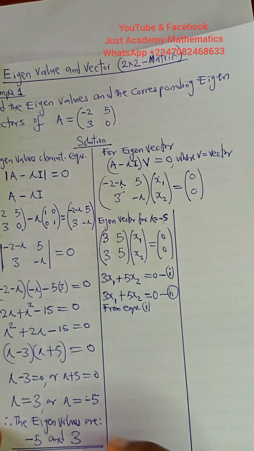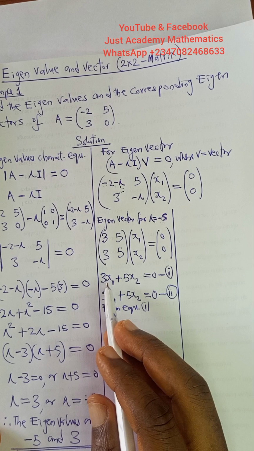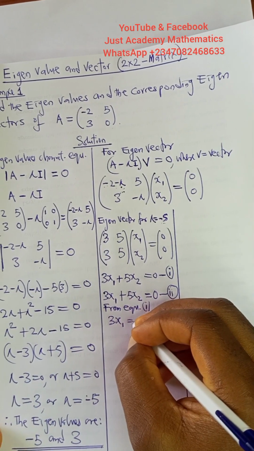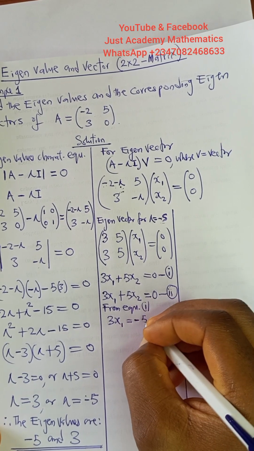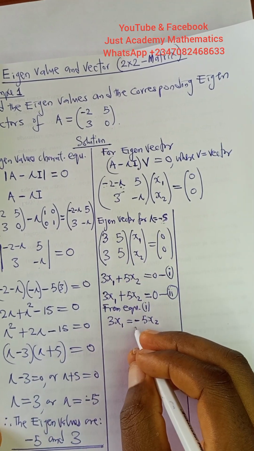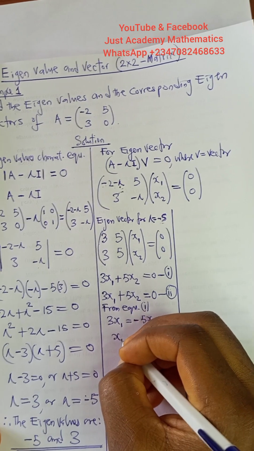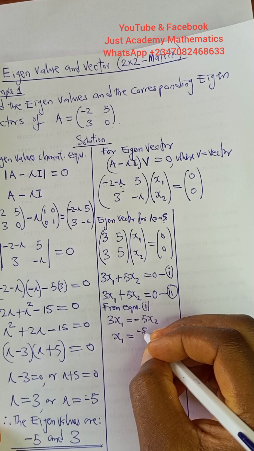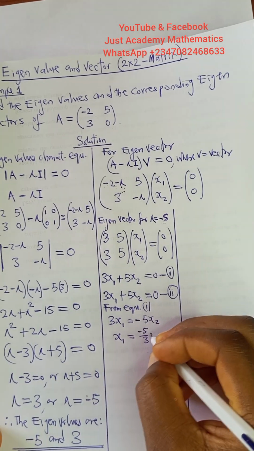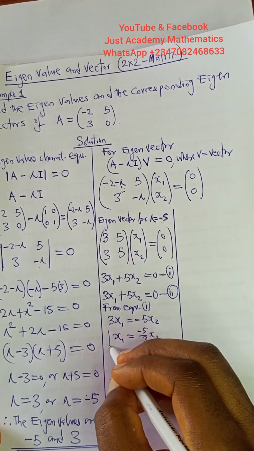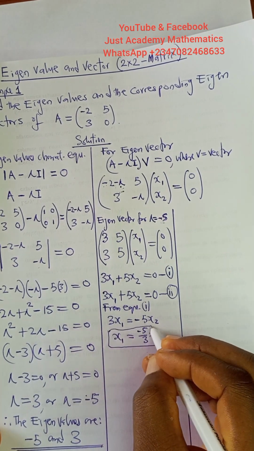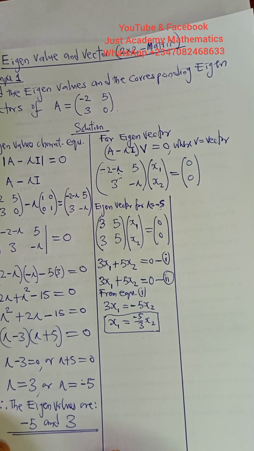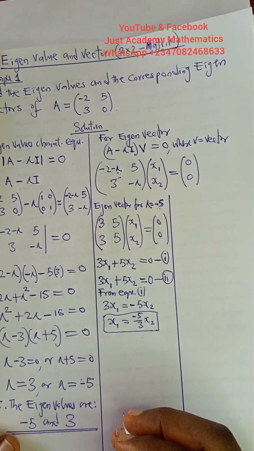So what we do now is that from equation 1, let's make x1 the subject of the formula. To make x1 the subject of the formula, we have 3x1 is equal to -5x2. Divide both sides by 3. You have that x1 is equal to what? -5 over 3, then x2. So this is what we get after we have made x1 the subject of the formula.